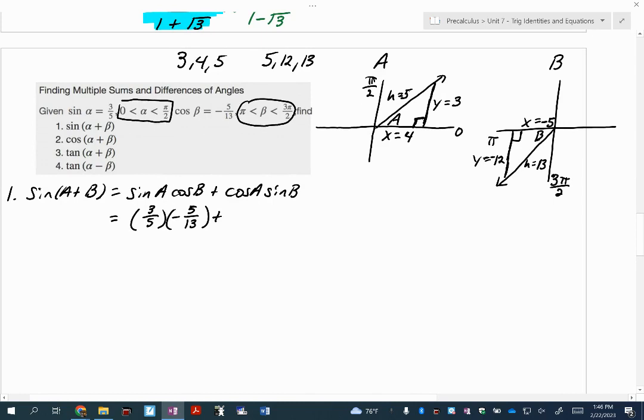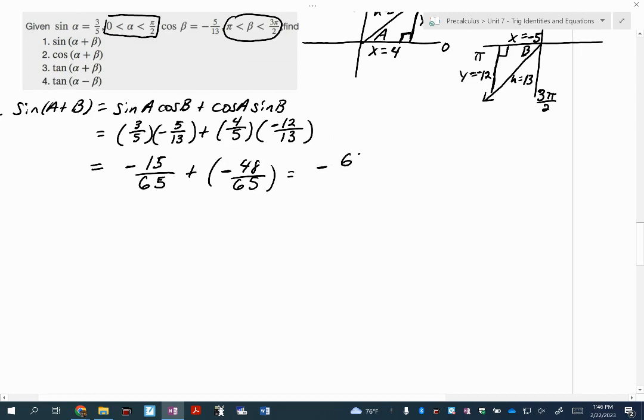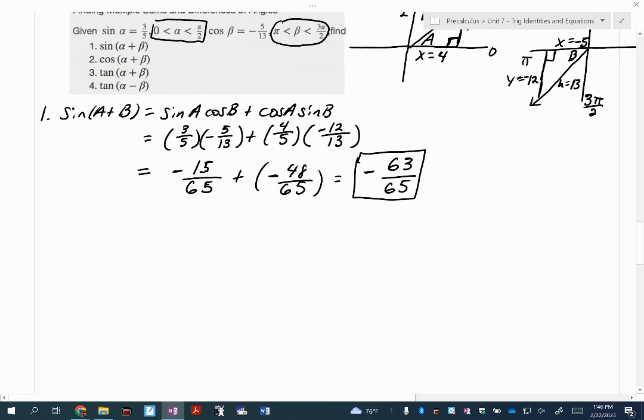So remember, cosine is adjacent over hypotenuse, so that's going to be this 4 here over the hypotenuse of 5. And then the sine of angle B is going to be the opposite side, which is negative 12 over the hypotenuse of 13. All right, so if I do my algebra and get my answer here, this is going to be negative 15/65ths plus negative 48/65ths, which equals negative 63/65ths. All right, so that's it for the first one. Let's try number 2.